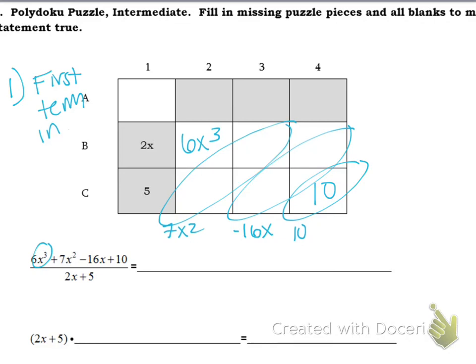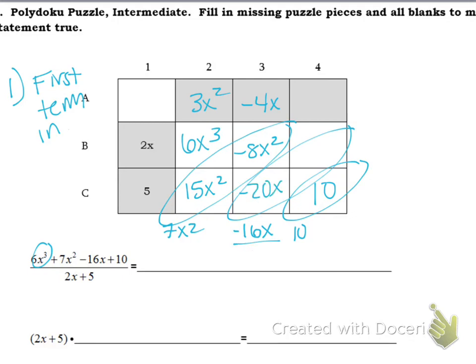So what can I multiply 2x by to get 6x cubed? Well, that's going to be 3x squared. And then I can find my next piece by multiplying down. What can I add to 15x squared to get 7x squared? So we're kind of working backwards. It needs to be a negative 8x squared. 2x times what gets me that? Gets me negative 4x. When I multiply down, it's negative 20x.